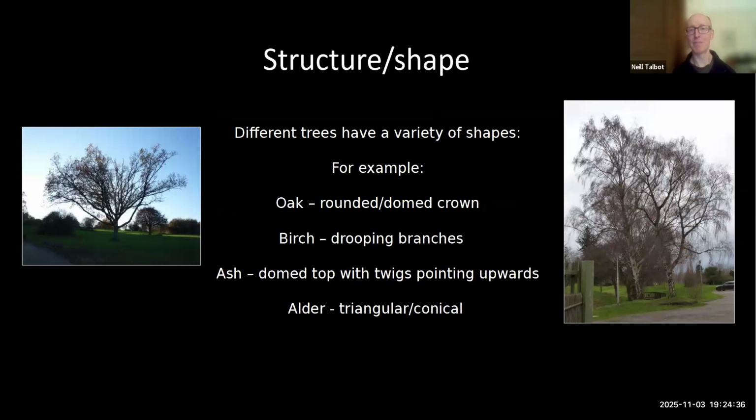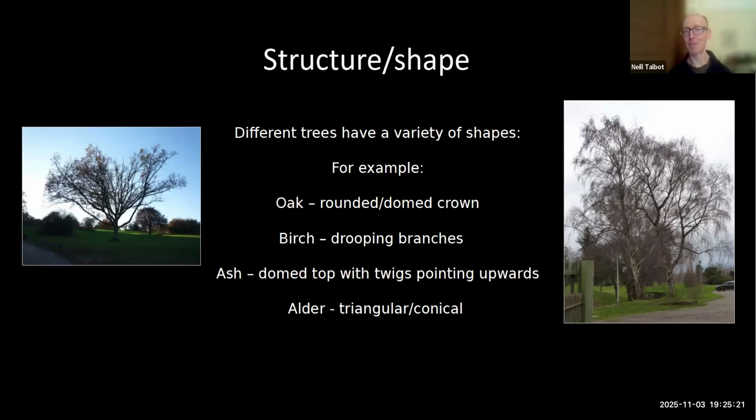Just going to say a bit more about structure and shape. Here's an example of which trees have certain types of structure. The oaks very obviously have a rounded or domed crown. It's slightly more noticeable if you've got an oak that's out on its own in a field, rather than one in a dense woodland surrounded by other trees, because its growth form gets affected slightly. But generally it's a good example of one with a domed crown.